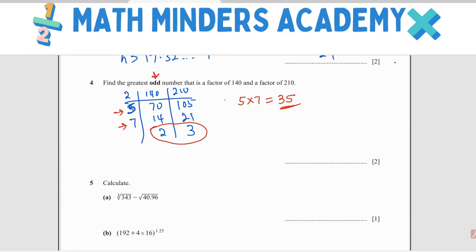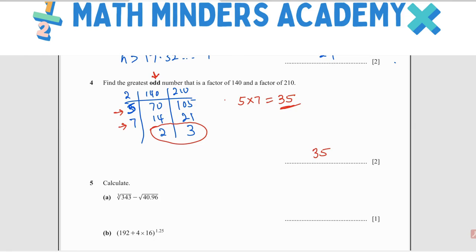So we have 35. So here we just make use of your calculator to find the cube root of 343, which is 7. The reason is 7 raised to power 3 is 343. Okay, so that's it. And then if we use calculator for this, it's going to give us 6.4. Okay. And then when we subtract here, we're going to get 0.6.